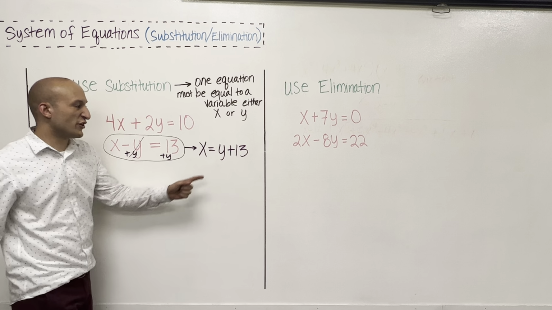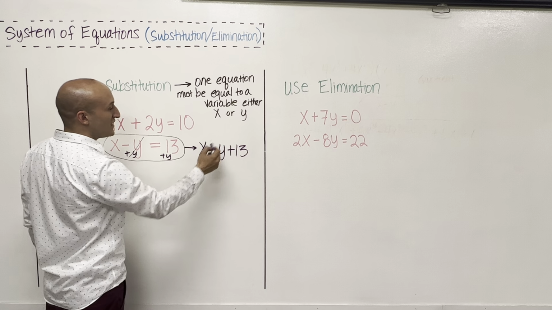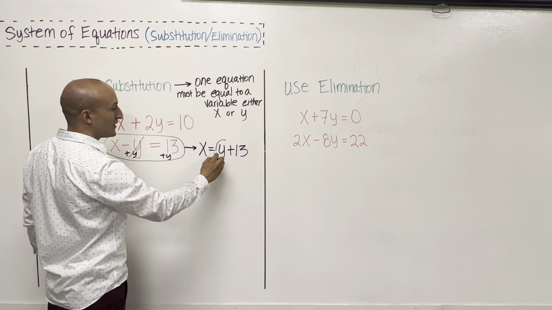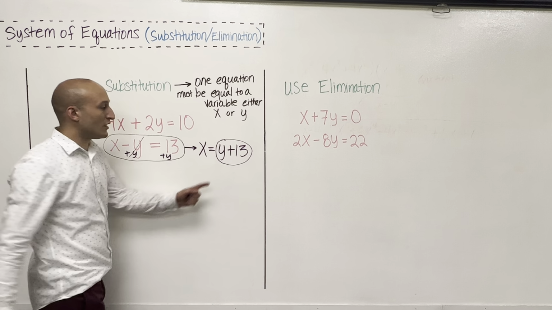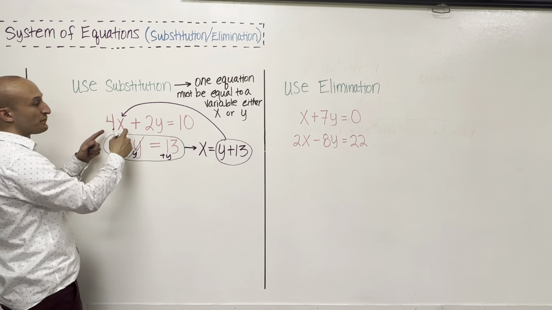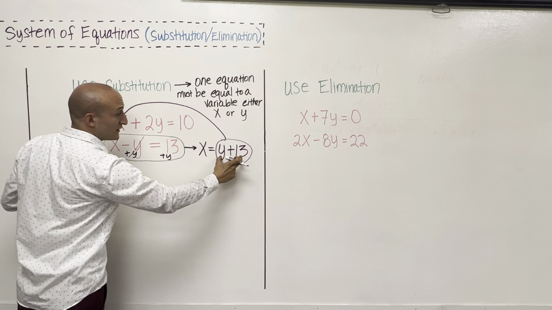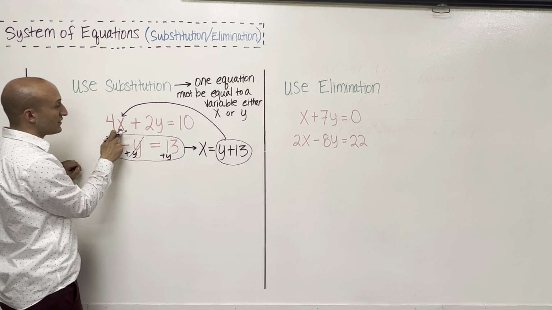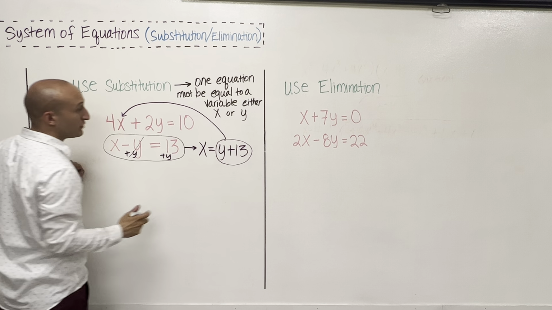Notice now I have x equals, right? It must be equal to a variable, x equals. So this is nice, now it's set up. So all of this is equal to x. So I'm going to go to the other equation, find x, and substitute. I'm going to substitute x with y plus 13 in the other equation, because I know x equals this. So therefore, if I see an x here, instead of writing x, I can write y plus 13.